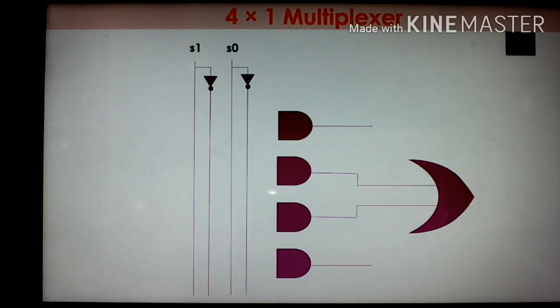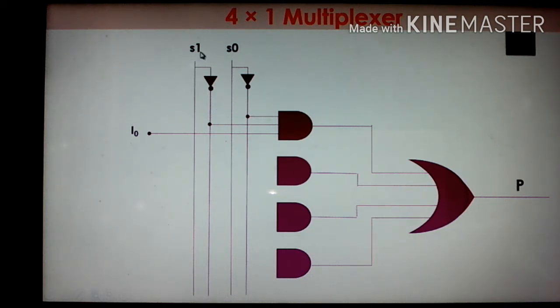In the next step we have to connect the output of these AND gates as the input of this OR gate, like this. Then this is the final output, the single output of the multiplexer. In the next step we have to connect these input lines according to our truth table.